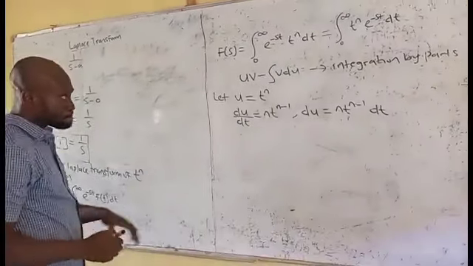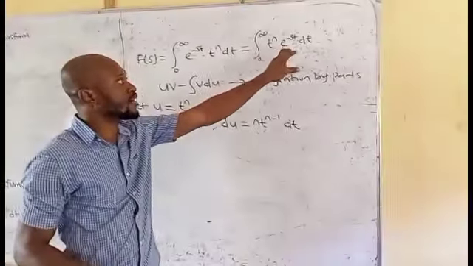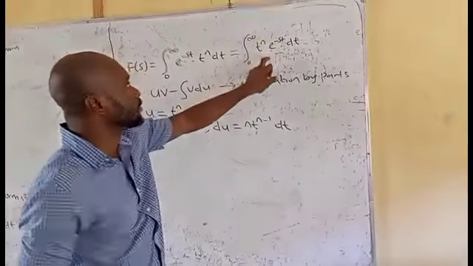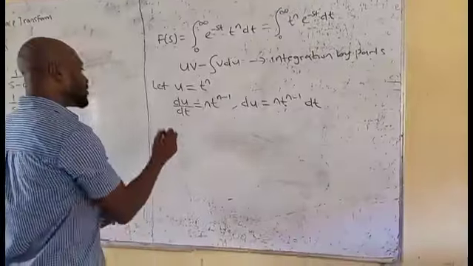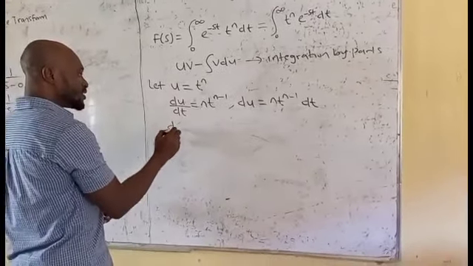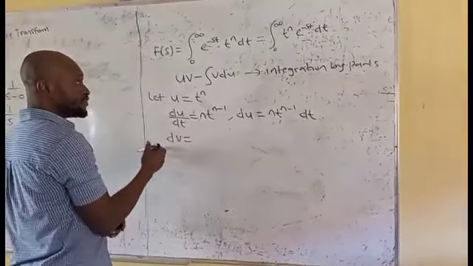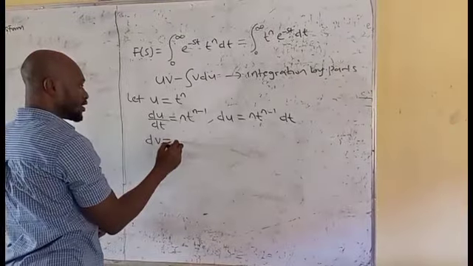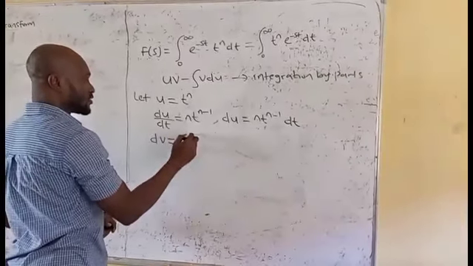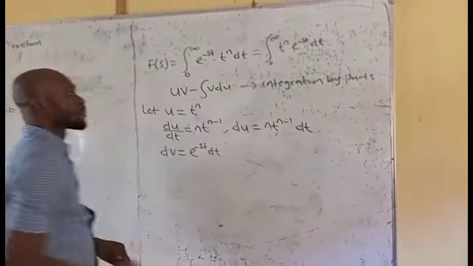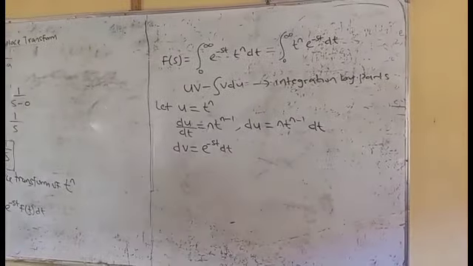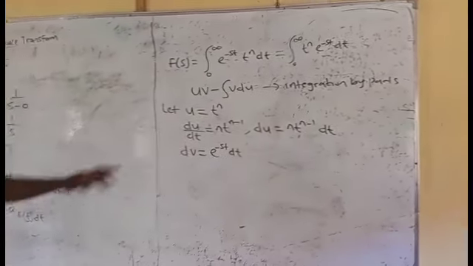So now I will take this exponential minus st times the dt. Let me say the dv. My dv now will give you exponential minus st times what? Times dt. Are we there? Times what? dt. Which is times the dt.